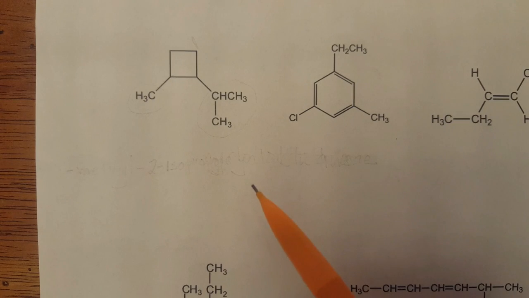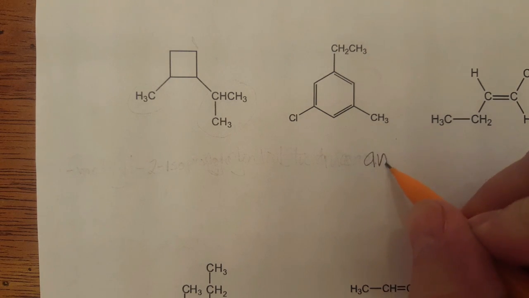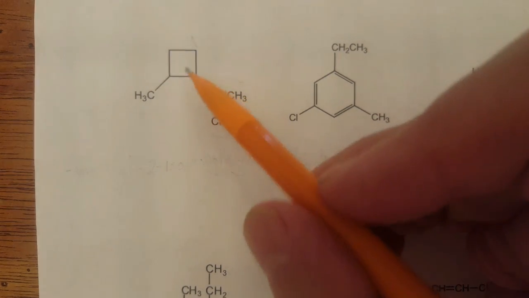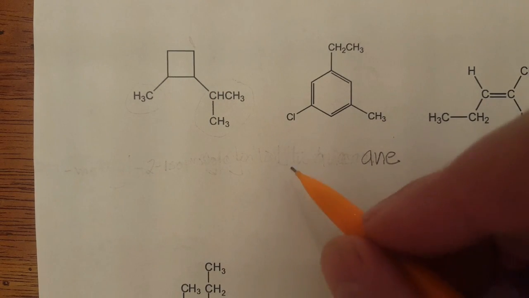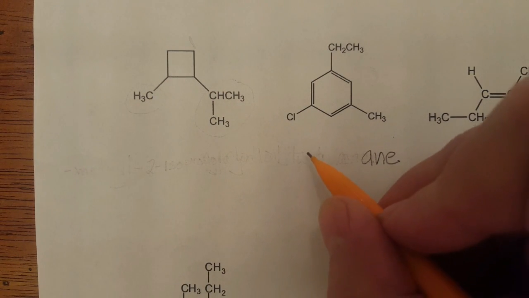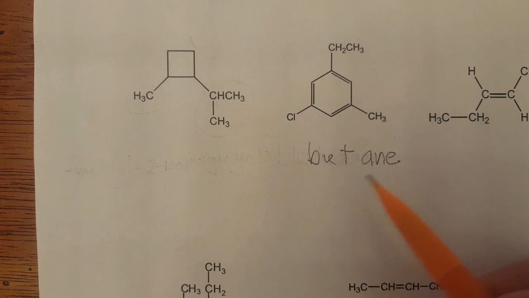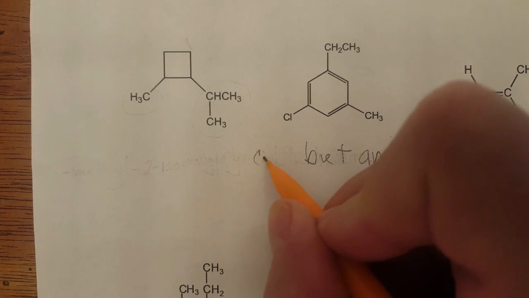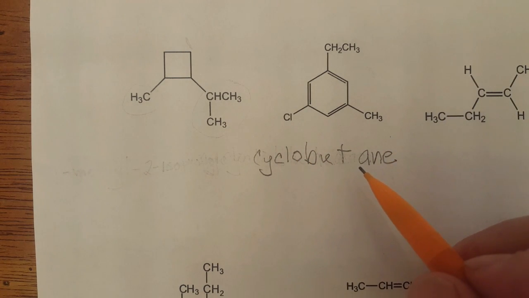Okay, let's move on to this next structure, which is right here. As you can see, it contains only carbon and hydrogen, so it's an alkane. So it's going to end in -ane. Longest chain, 1, 2, 3. Nope, 1, 2, 3, 4. So 4 is the longest chain. So we're going to call it a but-. So this is a butane. It's also cyclized, so it's going to be called a cyclobutane.